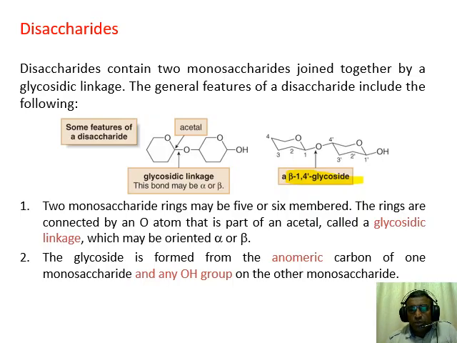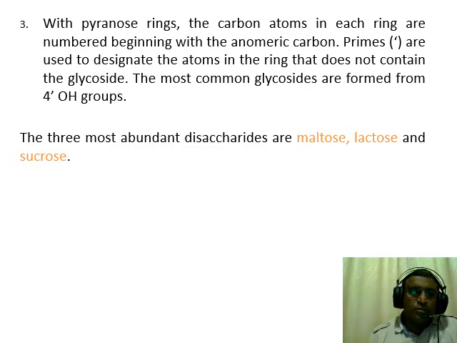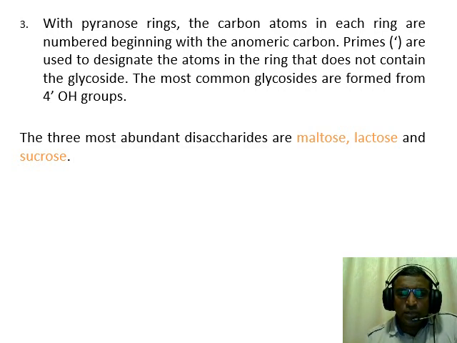And then, to differentiate between the monosaccharides, the numbering could be in prime or just simply 1, 2, 3. The above paragraph just gives you the explanation on the numbering, that is with prime or without prime, within the disaccharide, the monosaccharides. And then we will look into each one of the important disaccharides, that is maltose, lactose, as well as sucrose.